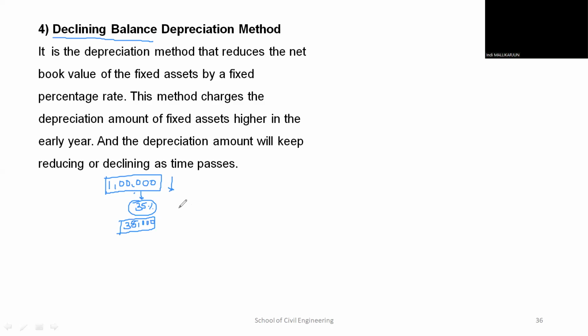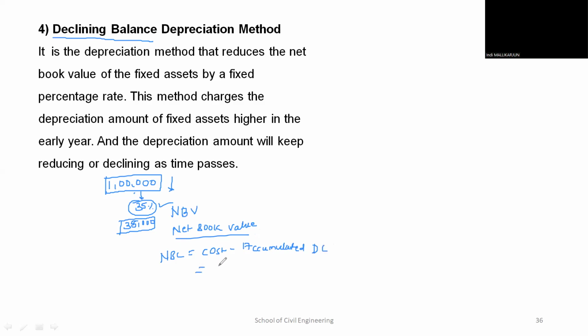To calculate any depreciation value, first you have to calculate the net book value, that is NBV, the net book value of an asset after a year passes. Before calculating depreciation by the declining balance method, first you have to calculate net book value. Net book value is equal to cost minus accumulated depreciation. Accumulated depreciation is whatever the depreciation amount is after 1 year, and that amount will be deducted from the cost.